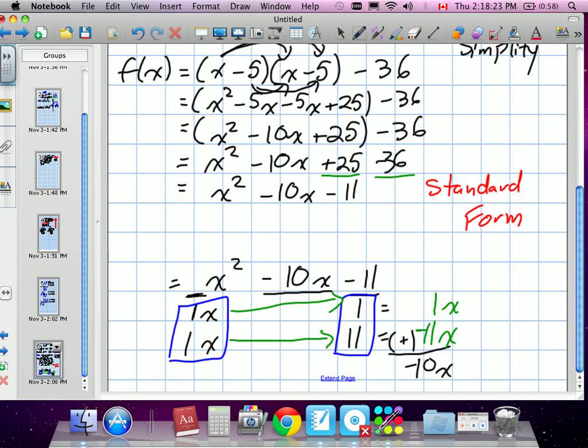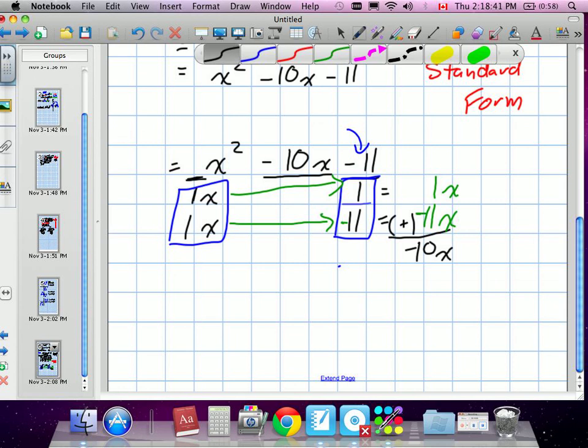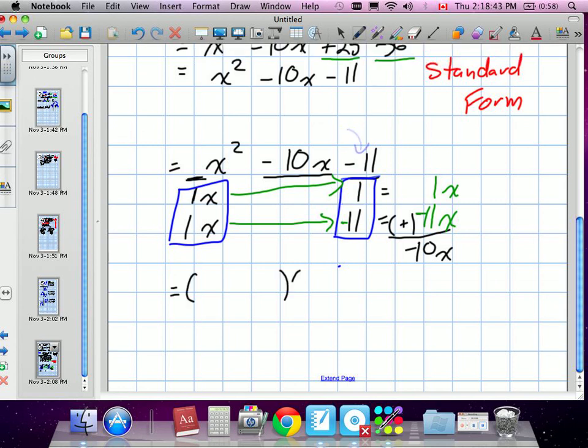In order to make sure that works, we got to check, does negative 11 times positive 1 equal negative 11? Yes. So we know it works. So we're going to put it in our factored form. Our first column are going to be the first terms in the brackets, which are 1x and 1x, or just x and x.